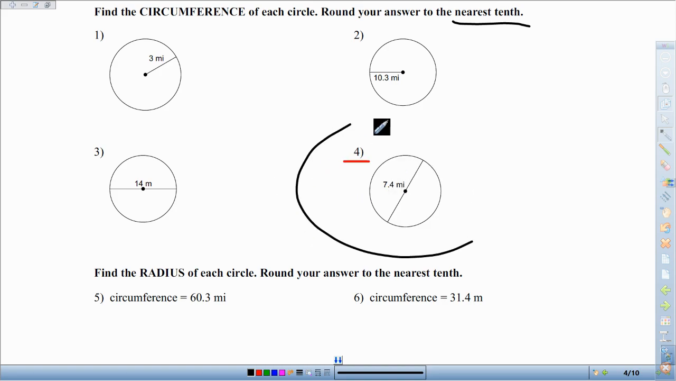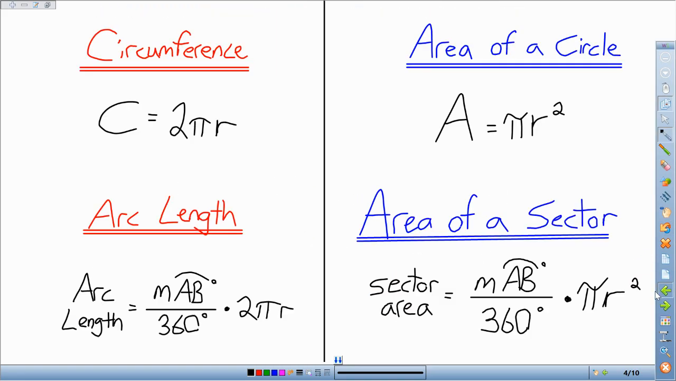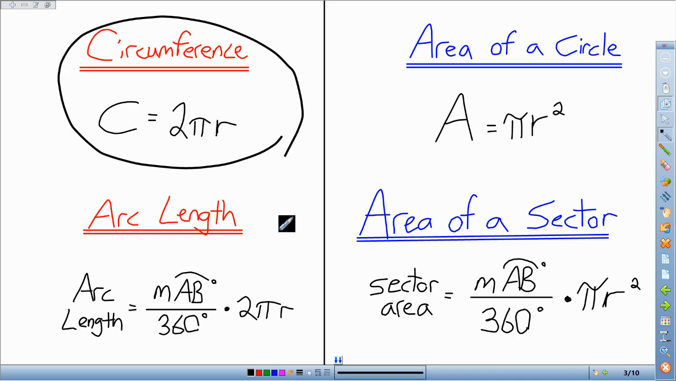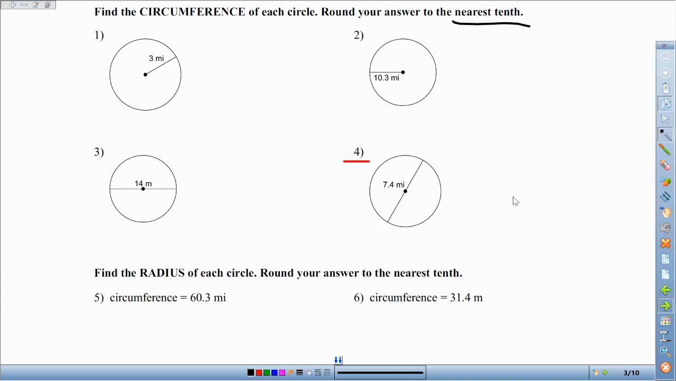So take a look at number 4. Okay, so maybe first things first. Here is our formula for circumference. Circumference equals 2 pi r. Not a bad idea to just write that out. All right, and we just need the radius of our circle. If you guys notice on number 4 as well as number 3, they're not giving us radius, they're giving us diameter, all right? But the radius is going to be half that. So if we take 7.4, divide by 2, it looks like we're going to be plugging in a 3.7 for the radius. Okay, so 2 pi 3.7.